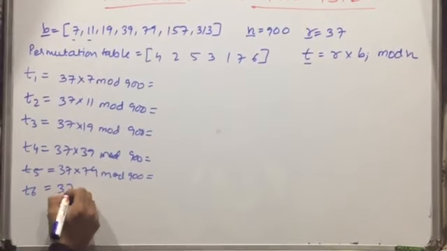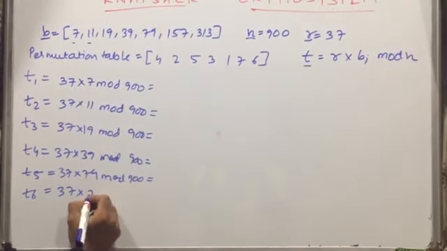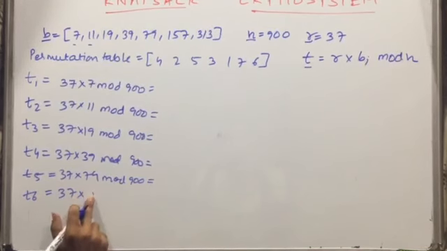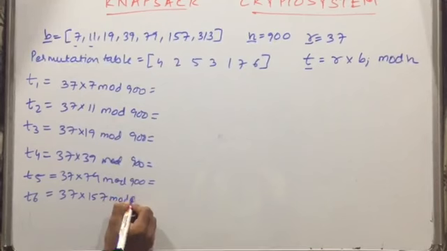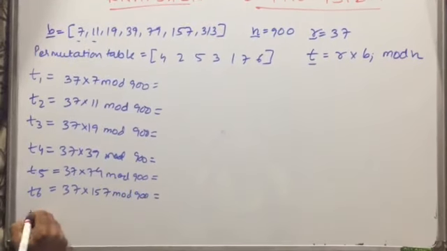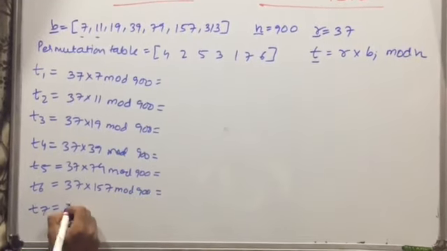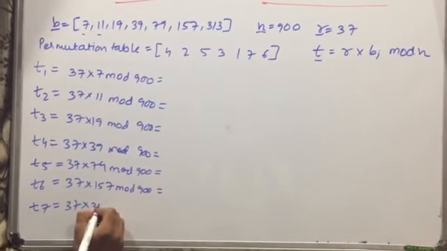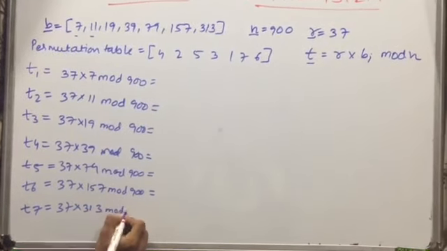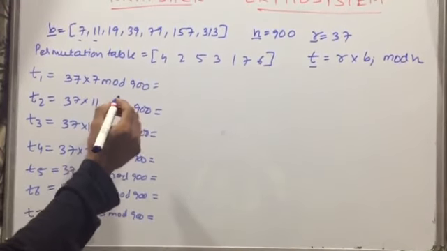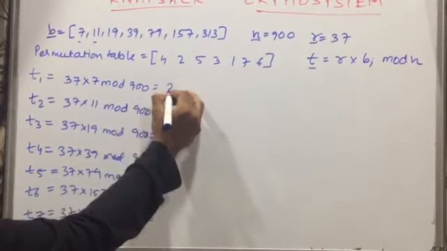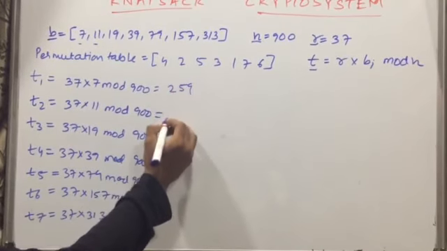T6, 37 into 157 mod 900. For T7, 37 into 313 mod 900. Now calculate these values and find the mod value. The first one is 259.